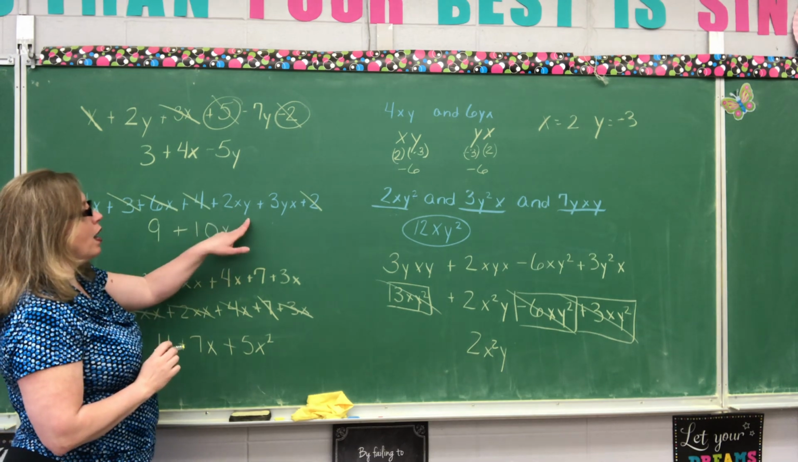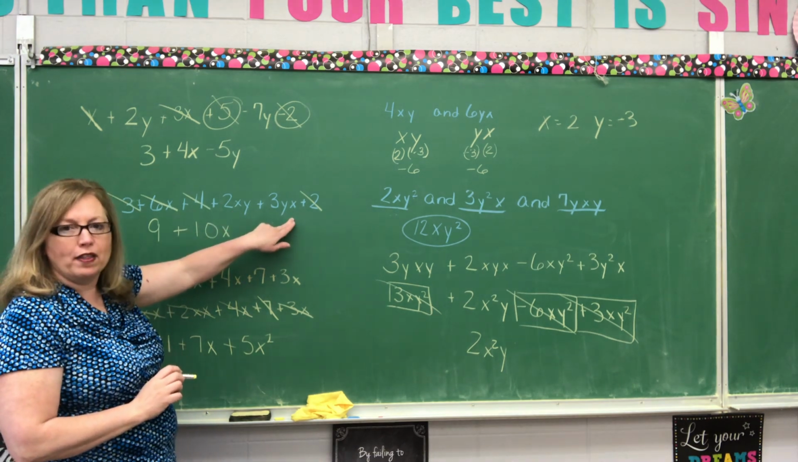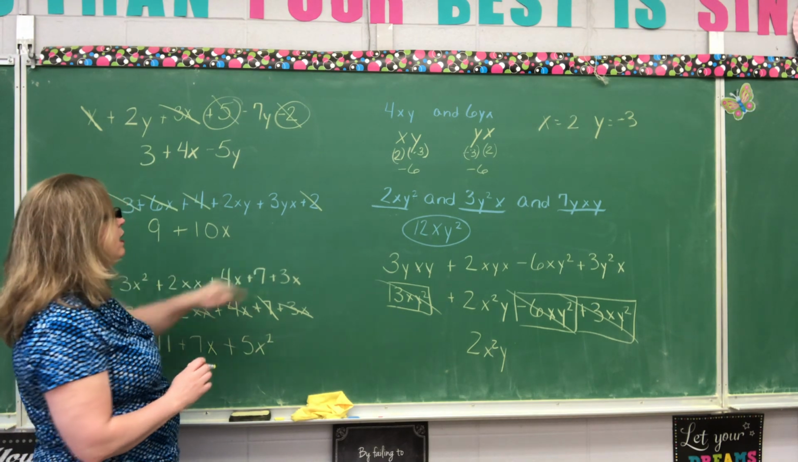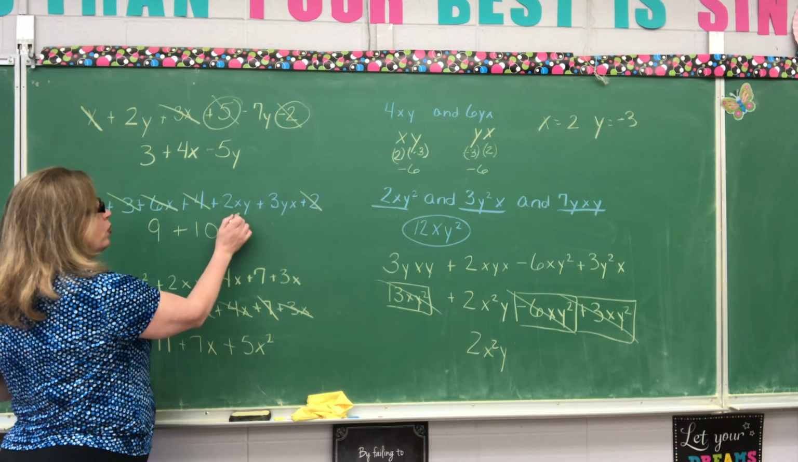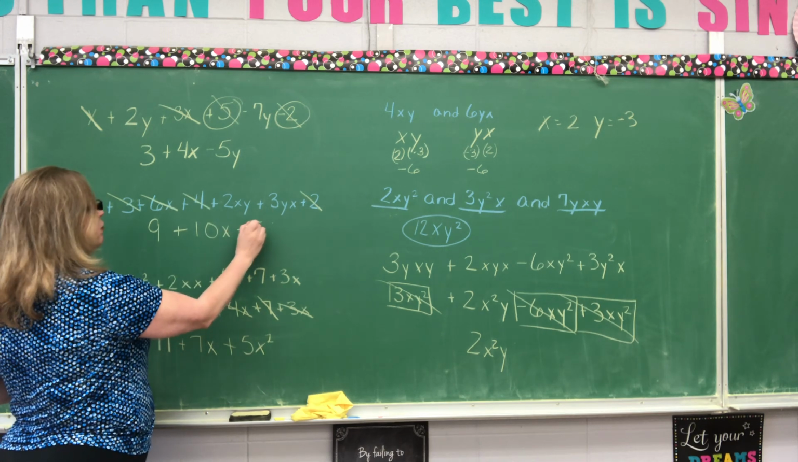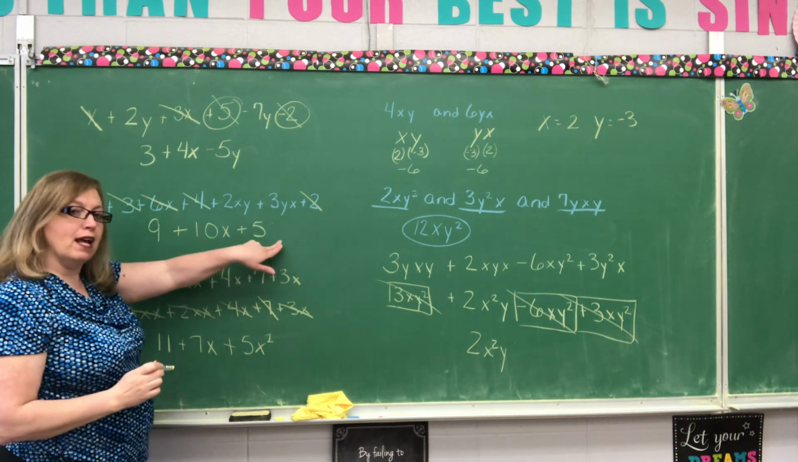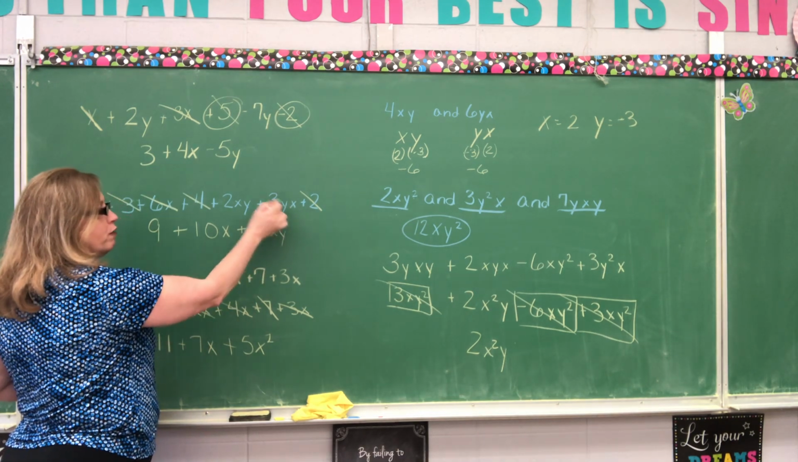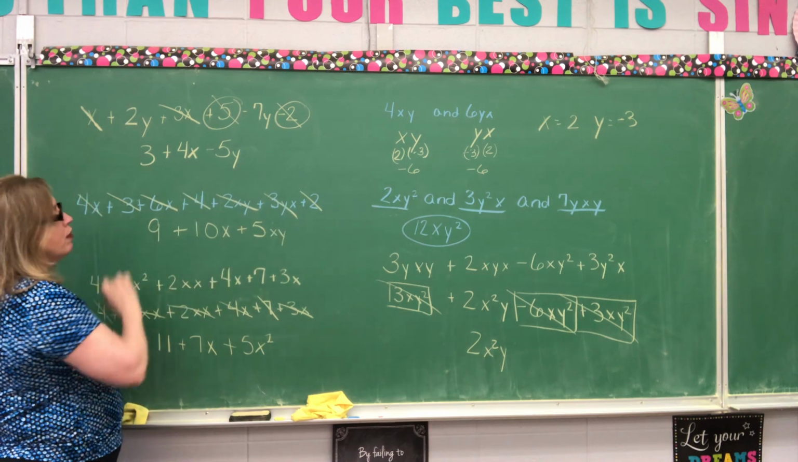Now we have xy and yx. Are they the same term? They are like terms, okay? So I'm going to say 2 plus 3 is plus 5. When I write this down, though, I need to make them the same, so I'm going to make them x, y. I'm just going to invert that one, okay? And that's all of them.